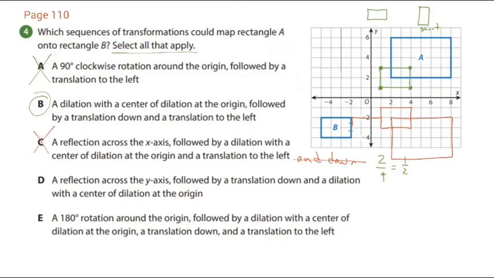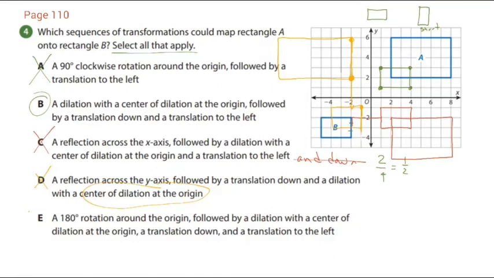Reflection across the y-axis. So reflection across the y-axis is going to give me this rectangle, followed by a translation down. And then I'm going to slide it on down. If I just slide it down, it doesn't matter which point on this side I'm sliding down, and then I multiply it by a half. Whatever point was here at a negative 2 is going to end up at a negative 1. So it's going to end up having a line over here. It doesn't matter if I slide it down. I'm not going to be able to end up with that because the dilation is going to move it back towards the origin a little bit.